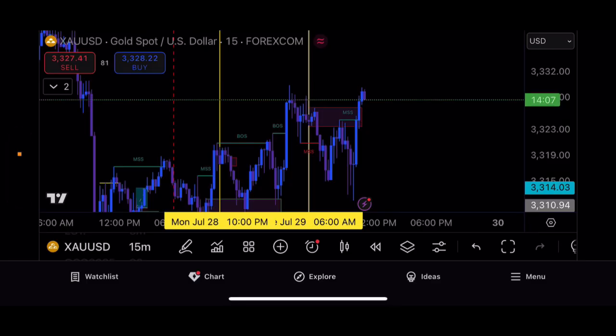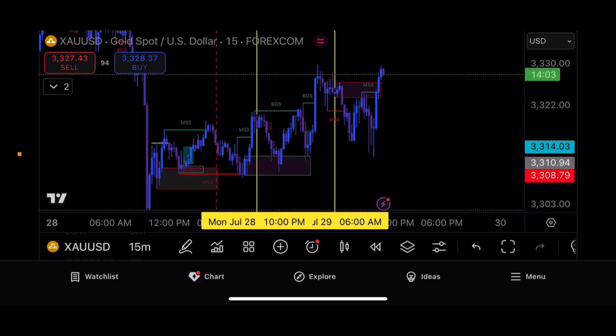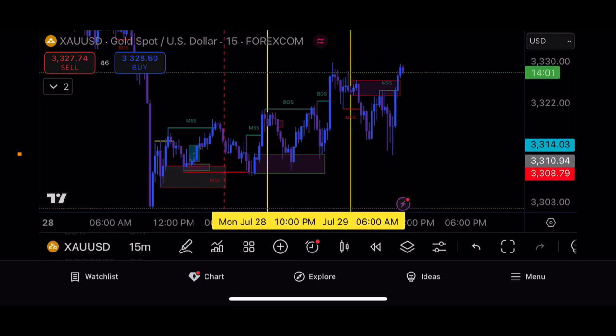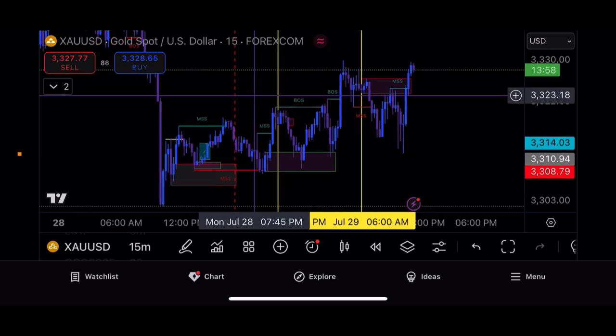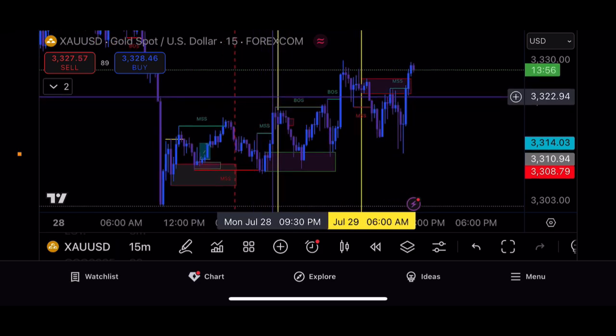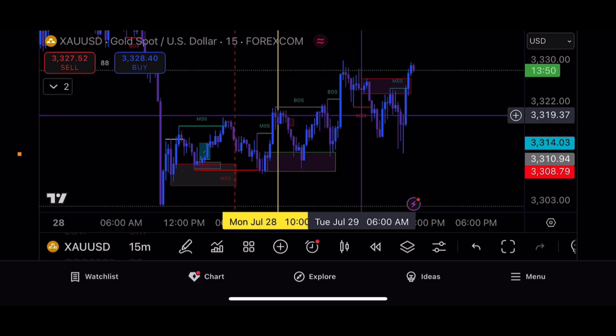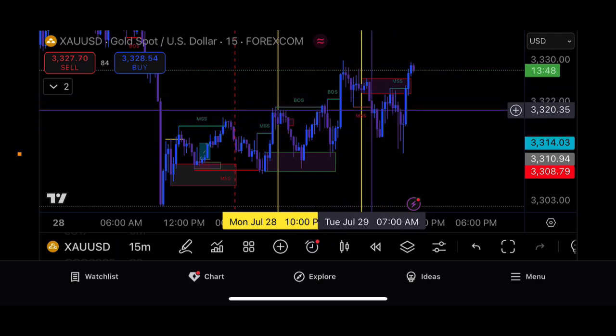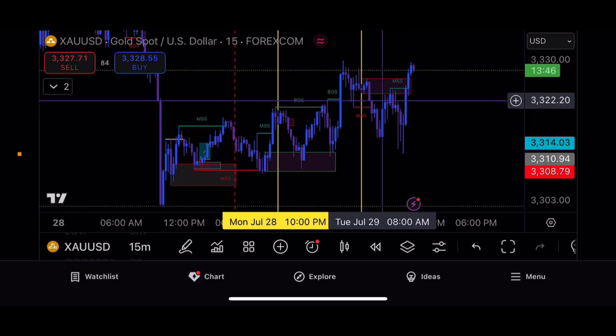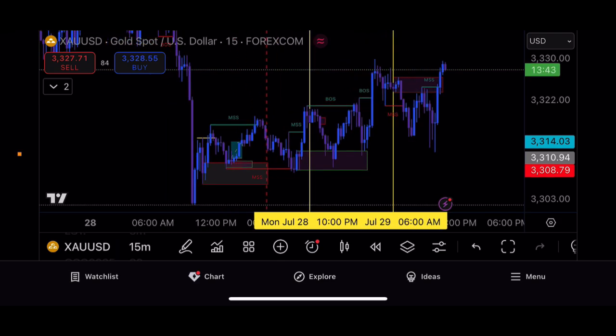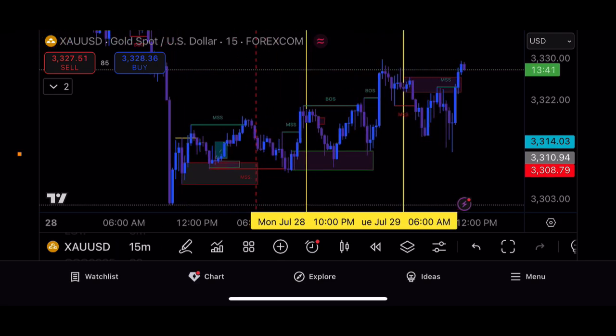All right, let's go ahead and get into it. So, the two setups I mentioned before. First one happened Monday, 28th, during Tokyo session, which starts at 8 p.m. EST. Second one was around this area during New York session. We're going to go over Monday's first.